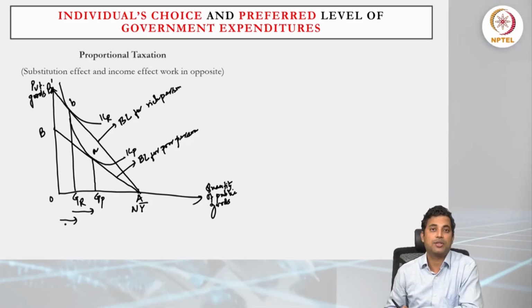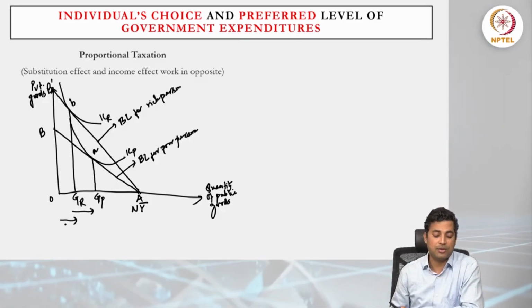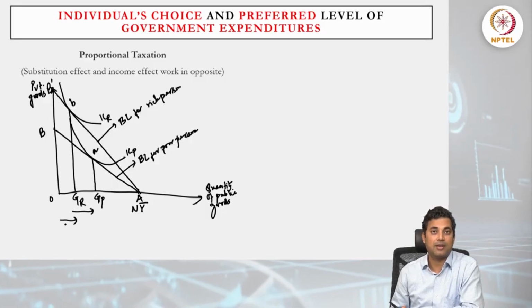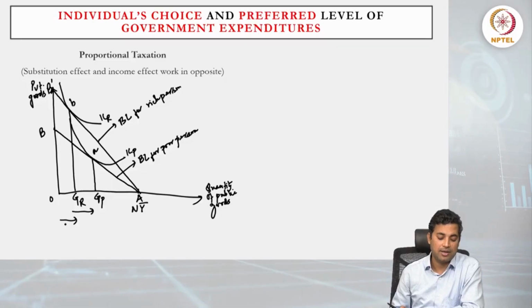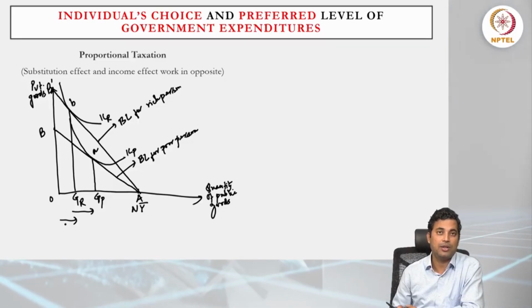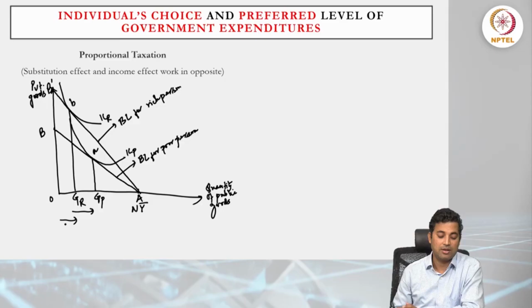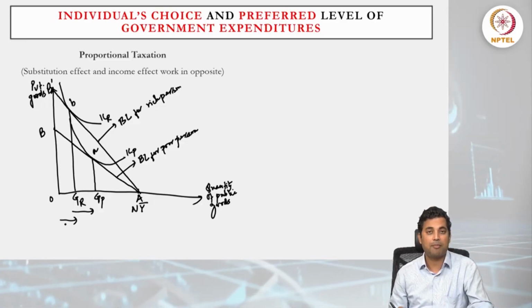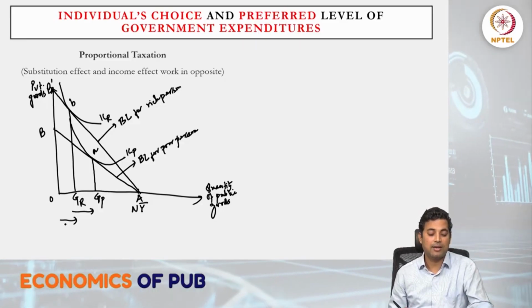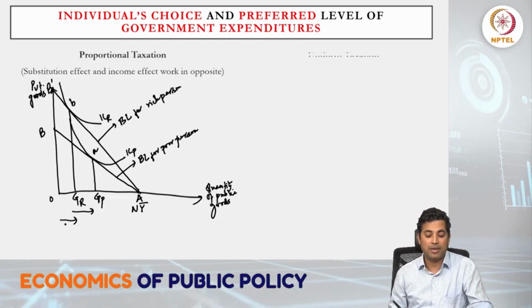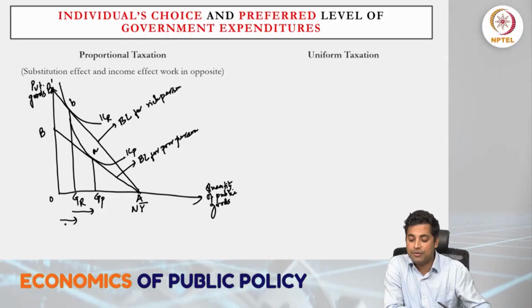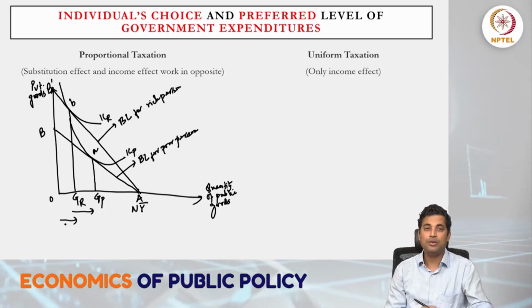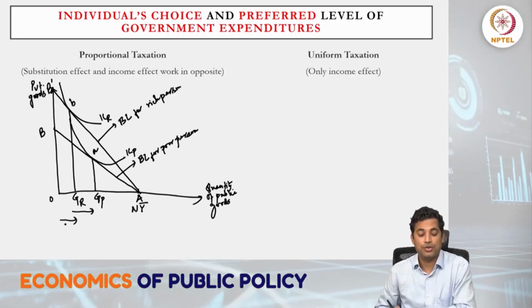So this is proportional taxation where individual choices are made, and you can see here that substitution effects and income effects are actually going in opposite directions. This is what happens in the case of individual choice and government expenditure. Now, under uniform taxation, only the income effect shows.